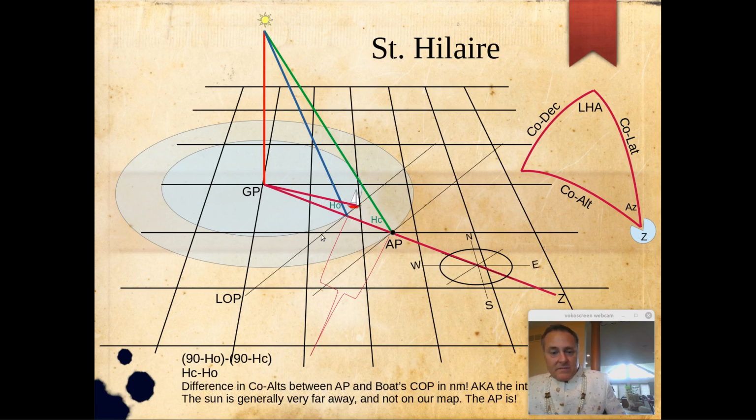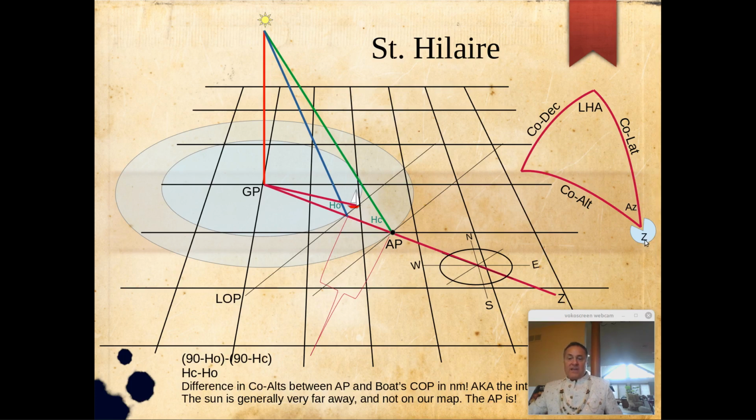And so this method is called St. Hilaire. It doesn't require that our map be big enough to have the geographic position of the sun on it. It need only be big enough to accommodate some assumed position that we chose on our map. And from that assumed position, we move in the direction of the zenith line, which is also a calculated value. It's this down here, which we will calculate.